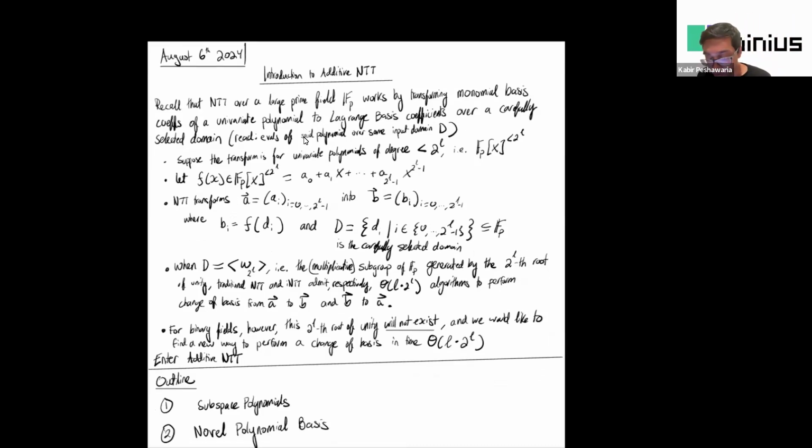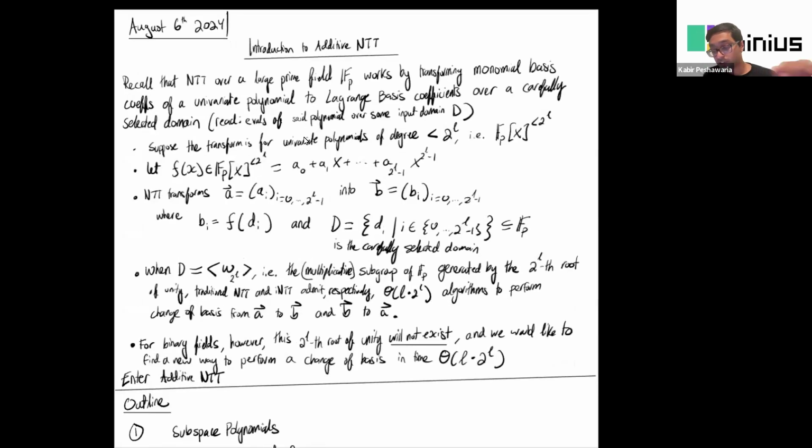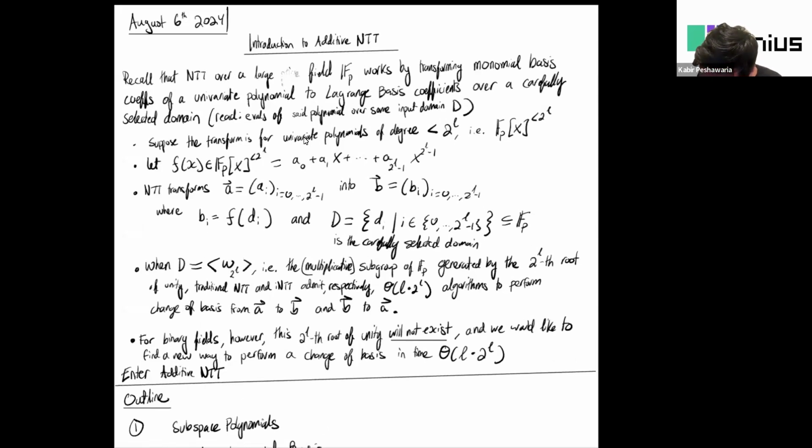So recall that normal NTT is over a large finite field, and it works by transforming monomial basis coefficients of a univariate polynomial to Lagrange basis coefficients over a carefully selected domain. So what does that mean in English?